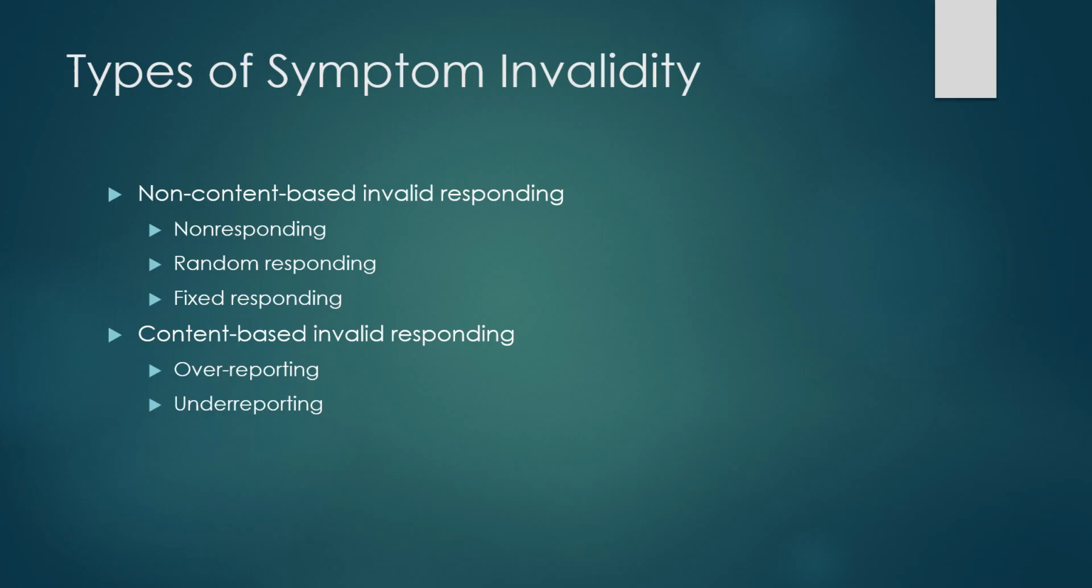Random responding is when a participant doesn't really appear to be responding to the content of the items, but they're simply randomly choosing their responses. Whereas fixed responding is when the participant also doesn't really appear to be attending to the content of the items, but they are responding in a fixed pattern. So for instance, always true or always false.